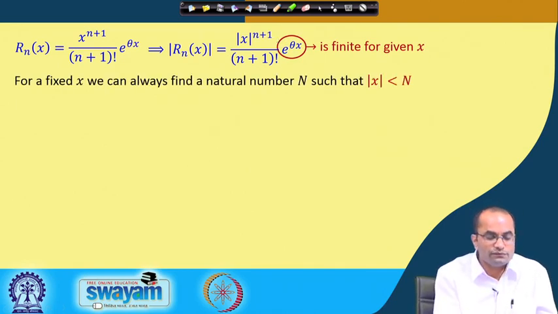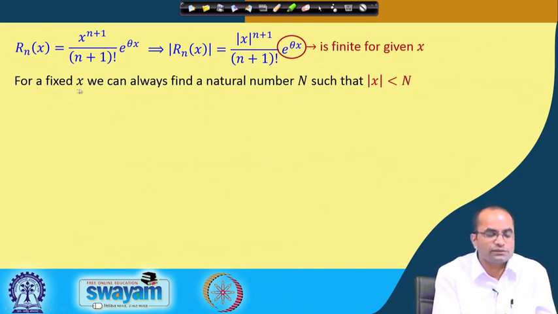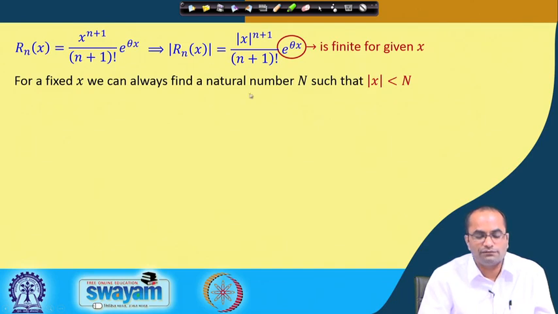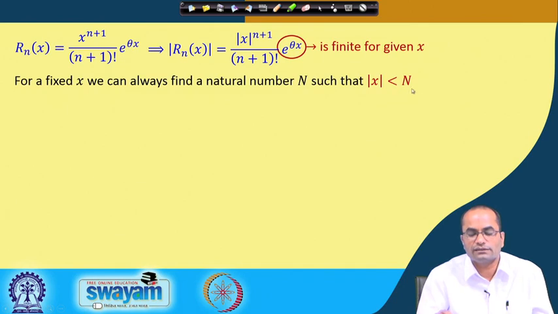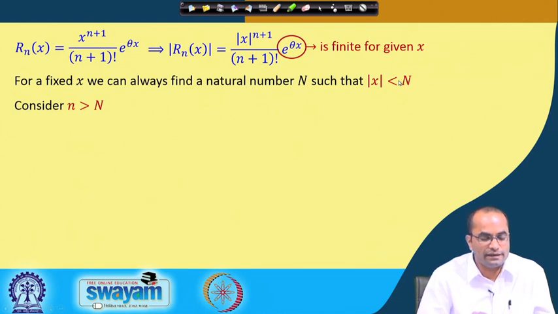So, for a fixed value of x, whatever x could be, even a very large number, we can find a natural number N such that the absolute value of x is less than N. So, whatever x we take here, we take this big N greater than the absolute value of x. Having this, we will also consider one more n, the small n term which is appearing in the formula, which is bigger than this number N as well.